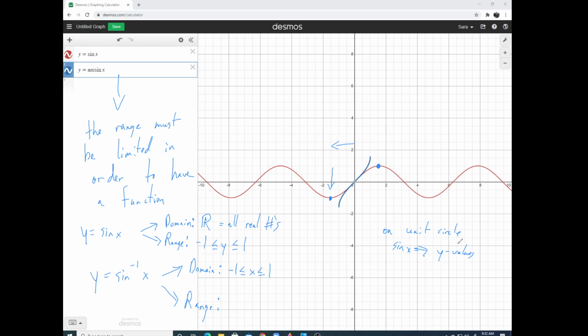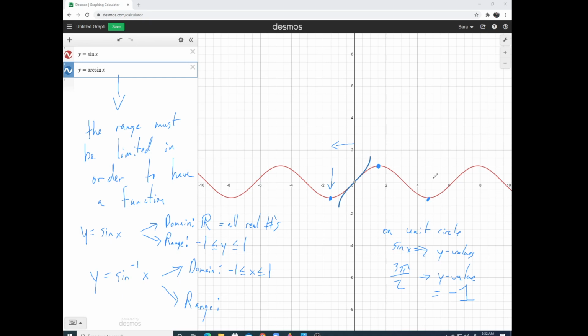Would it be 3 pi over 2? So that 3 pi over 2 gives me a y value of -1, which is the smallest y value that exists there. All of the other y values have those square roots in them, so they're not necessarily numbers we know off the bat, but we can see that we go lower and lower and lower, and that's the lowest point on the unit circle.